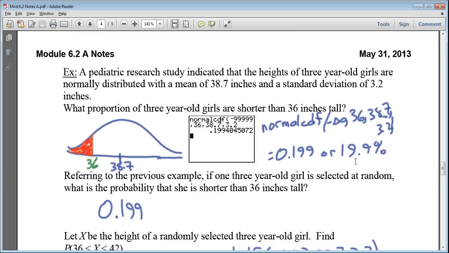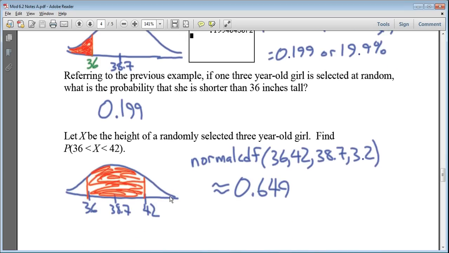Recall, the next example says, what's the probability that one 3-year-old girl selected at random is shorter than 36 inches tall? Areas under the normal curve can correspond to either a proportion of the population or a probability for one randomly selected individual from the population. So the proportion and the probability are exactly the same. Let's look at the next example.